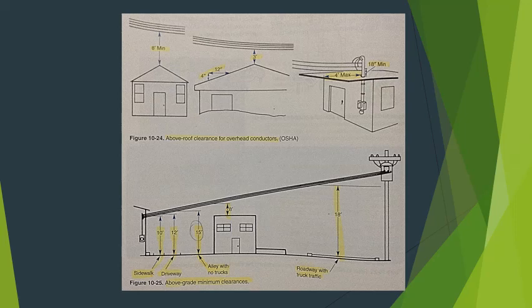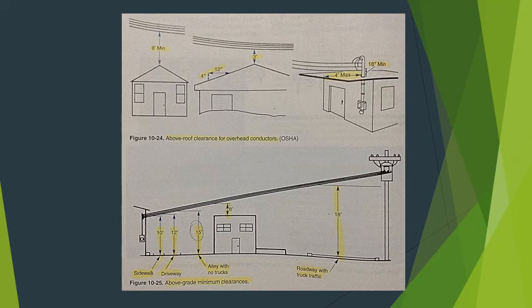Figure 10-25, at the bottom of the screen. Above final grade. A, 10 foot above sidewalks. B, 12 foot above residential driveways. C, 18 foot above public alleys or thoroughfares subject to truck traffic.